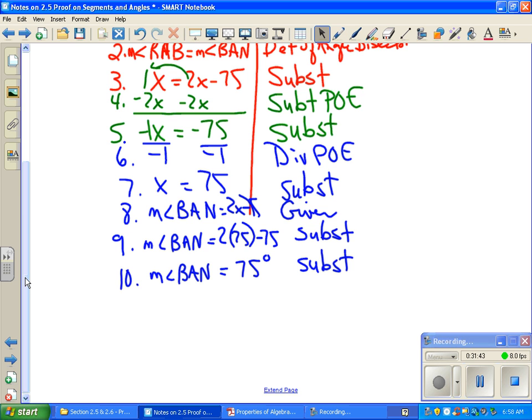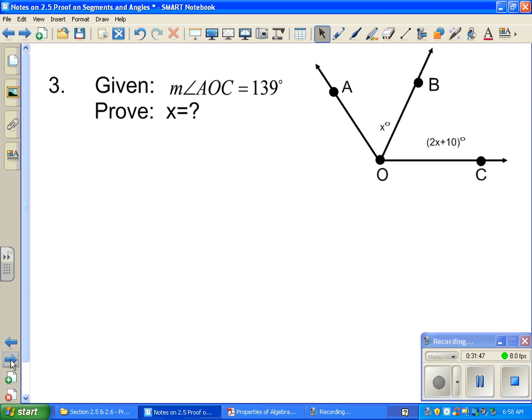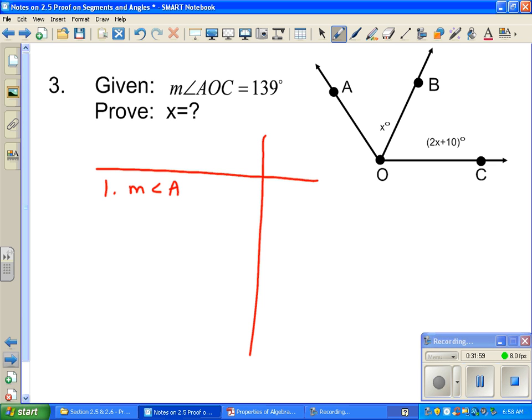I think we have one more proof problem to look at. And this one is more related to what we looked at before, where you put two angles together and find the total. So let's start off with our given. Number one is the measure of angle AOC equals 139.